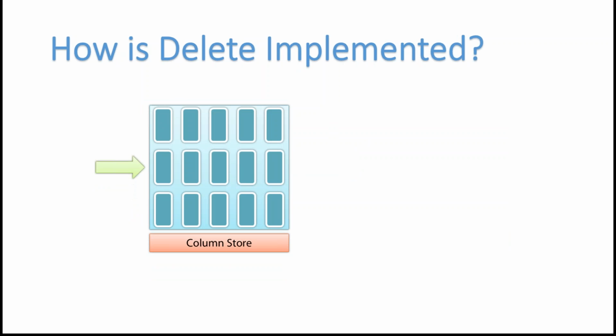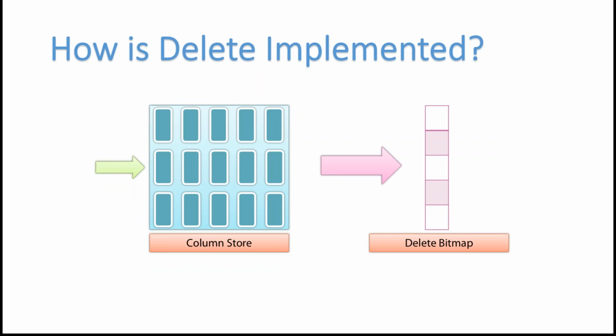Let's say we issue a delete against the column store. This delete is not actually performed on the column store, but against some kind of array that is called the delete bitmap. When a certain row is deleted, it's not deleted from the column store, but marked as deleted in the delete bitmap. And when we query the table, we have to read both from the column store and the delete bitmap in order to know whether this row is deleted or not.